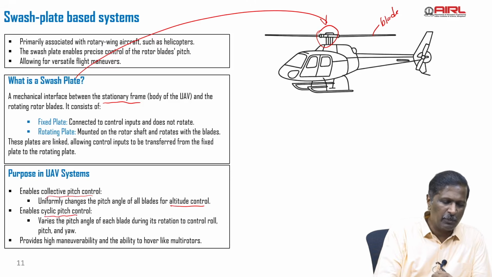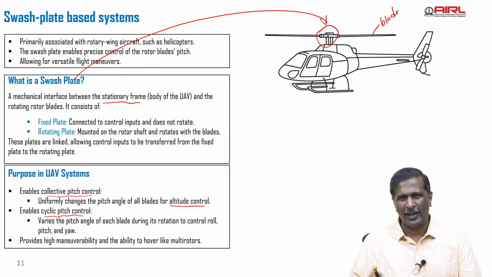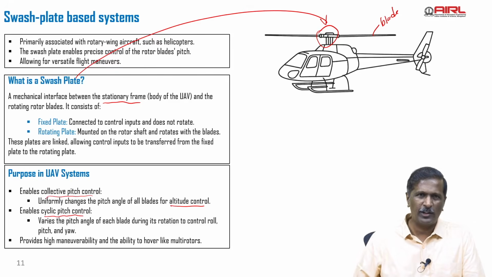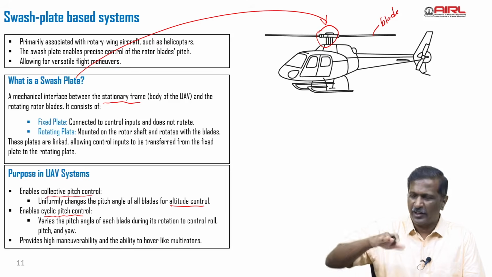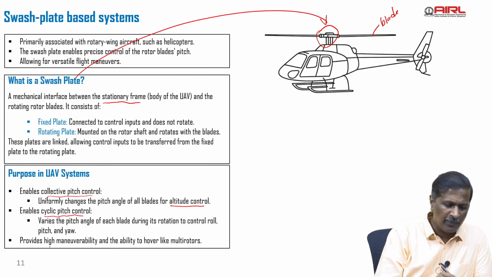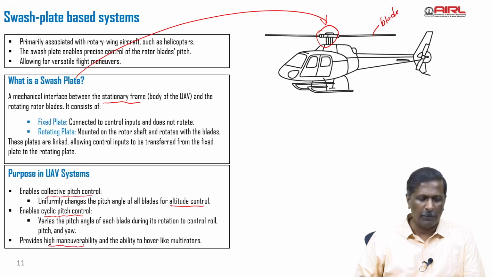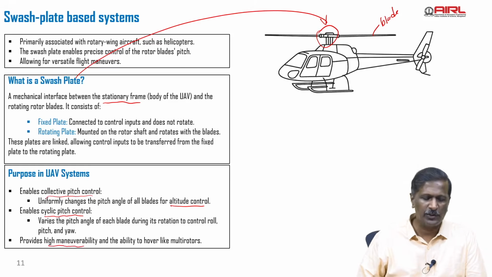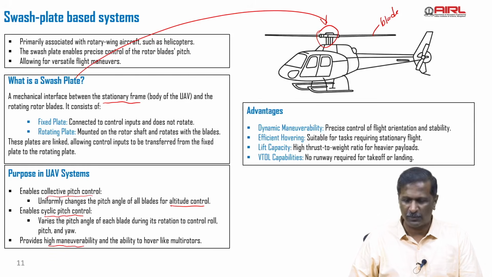And you have cyclic pitch control. By changing the pitch of the individual blades, you can control pitch, roll, and yaw motion. This is your pitch motion, right? And roll motions, you can control them. And this swash plate, combining the collective and cyclic, gives you high maneuverability and also gives you hover-like a multi-rotor system, right?